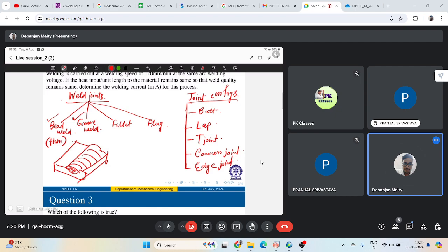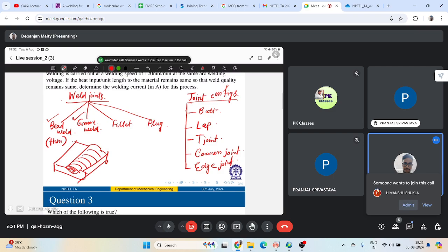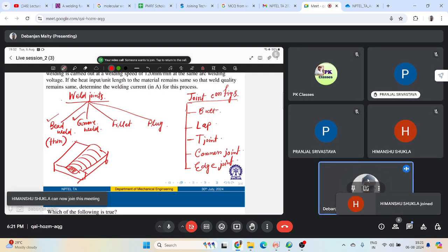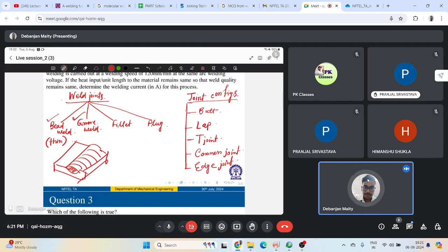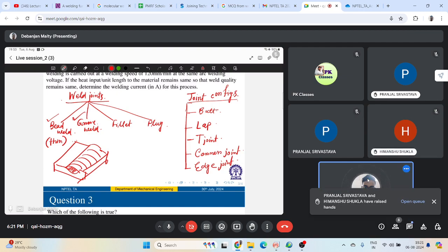Now, in selecting the type of joint to be used, what should be the primary consideration? The primary consideration should be the type of loading which you want to apply over that weld joint, right? So basically, it depends on what kind of failures is happening.